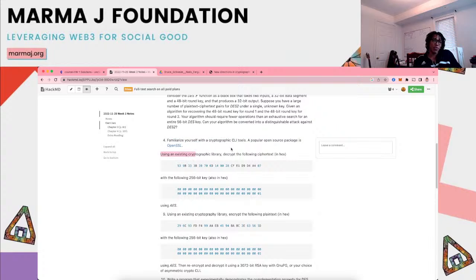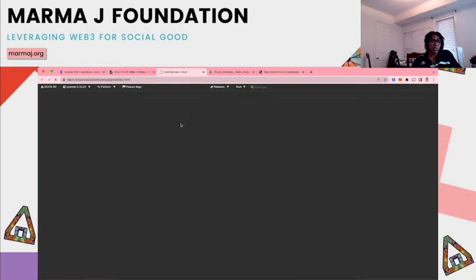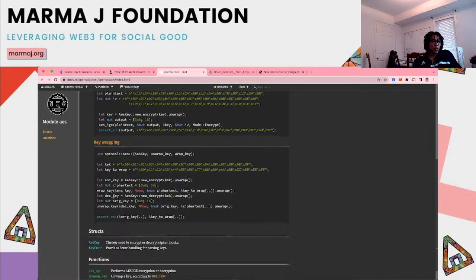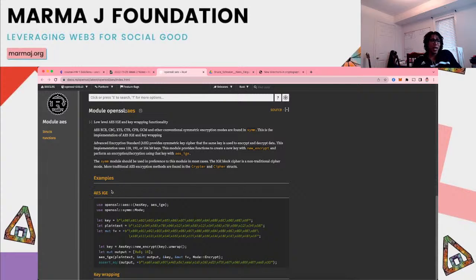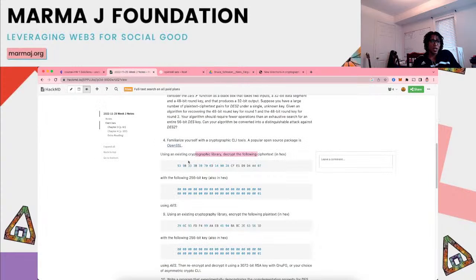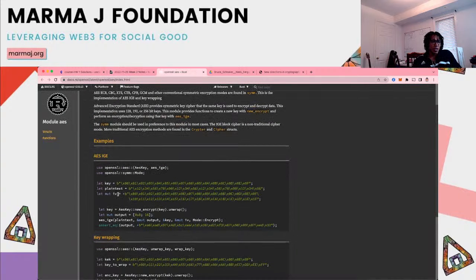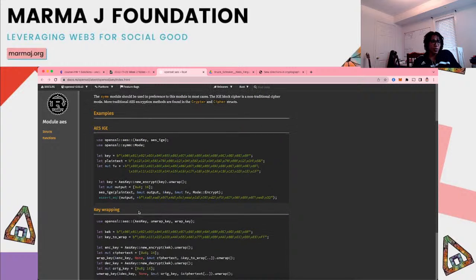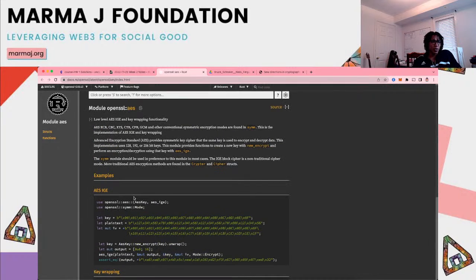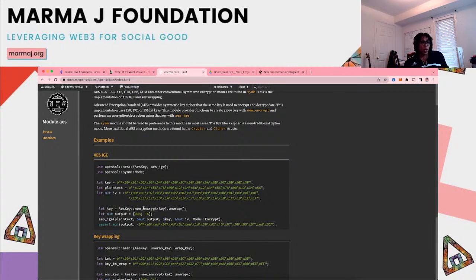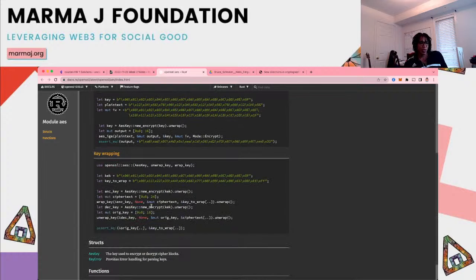Using an existing cryptographic library, decrypt the following ciphertext in hex. So, you go to OpenSSL, you use AES, and, okay, so you're going to decrypt the following. So you're using AES decrypt. Where are we? Oh, examples. Oh, new encrypt key. Mode encrypt. So you're looking for a decrypt mode.